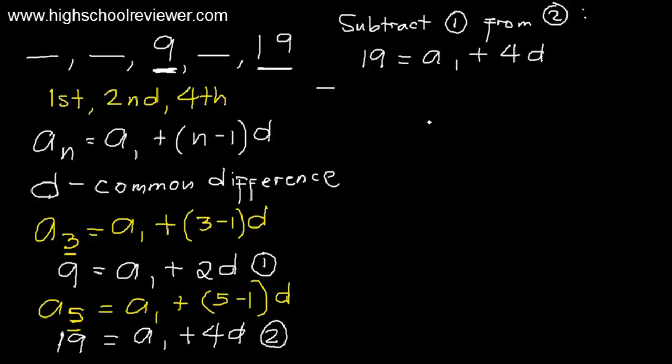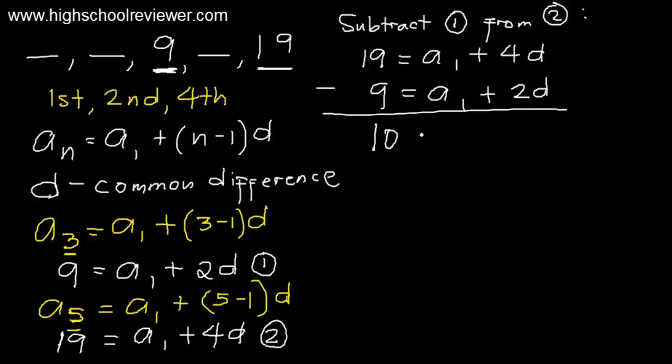Subtract this by equation 1, which is positive 9 equals a sub 1 plus 2d. So subtracting, we have 19 minus 9, that is positive 10, equals a sub 1 minus a sub 1, that is 0, and positive 4d minus positive 2d, this will be positive 2d. So we can rearrange this. We can put positive 2d here, and we can put positive 10 on the other side. This will not change the value of the equation.